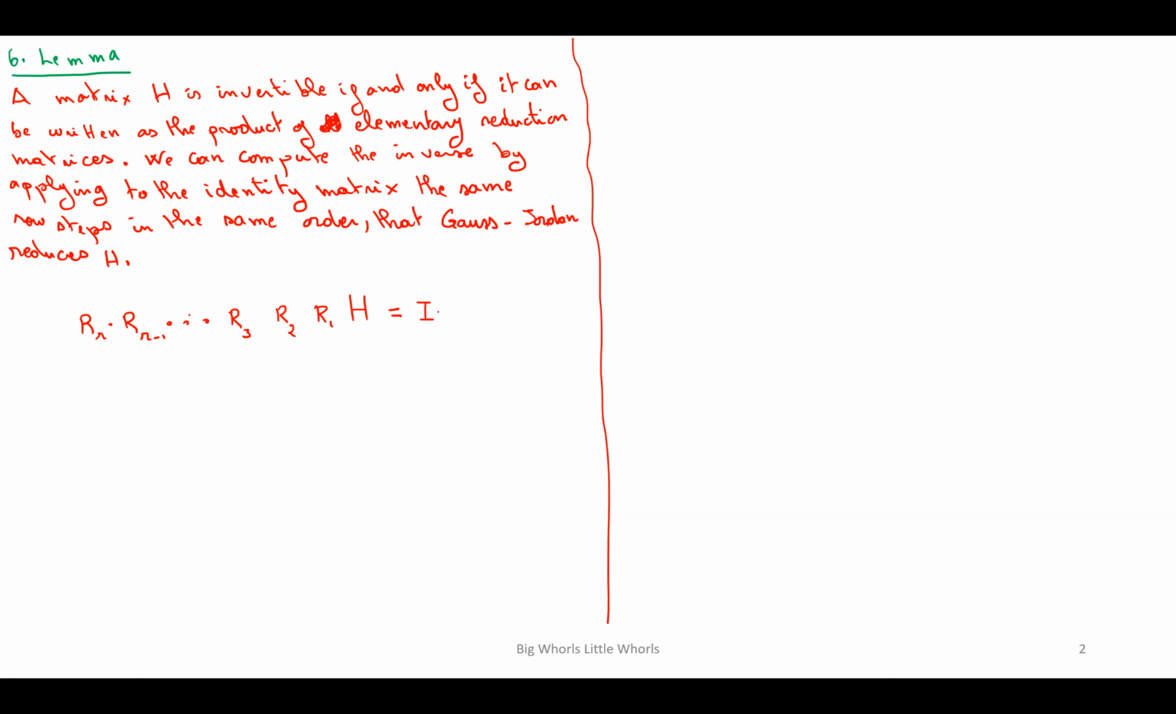Okay, so let me use the identity matrix. So what we can do is the inverse. That means the inverse of H is this product. This is H inverse. So if we can do what we have done in the last tutorial, if we can find these reduction matrices and we multiply them together, we can get the inverse of a matrix that way.